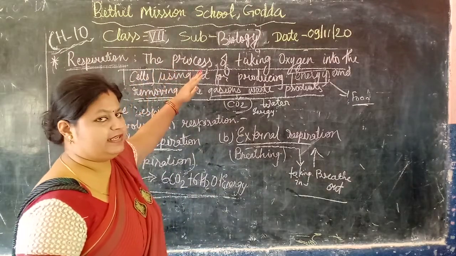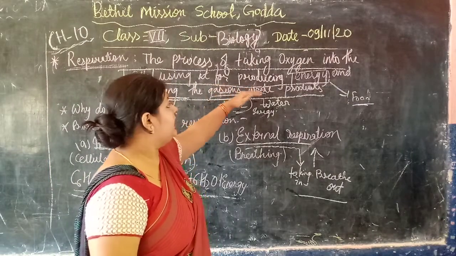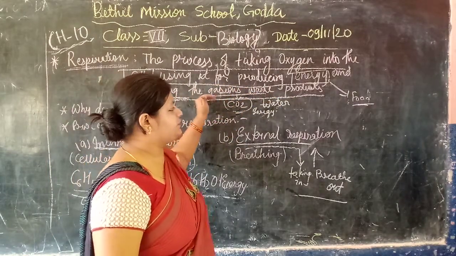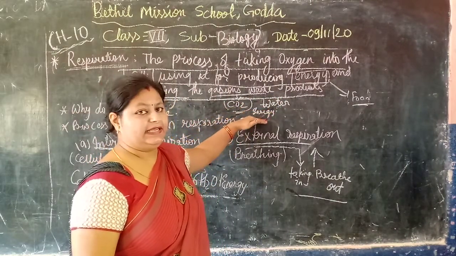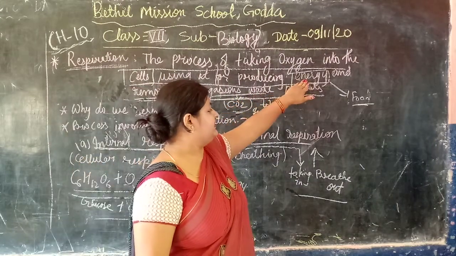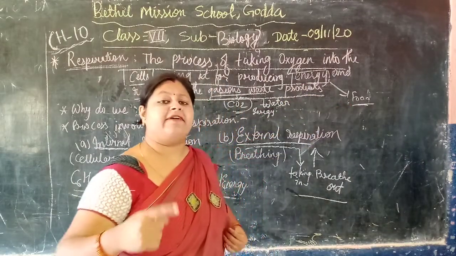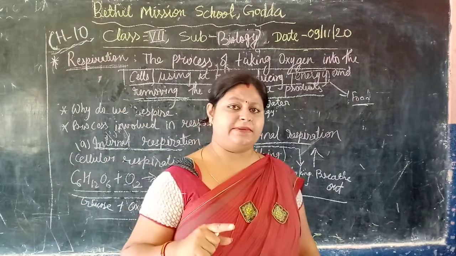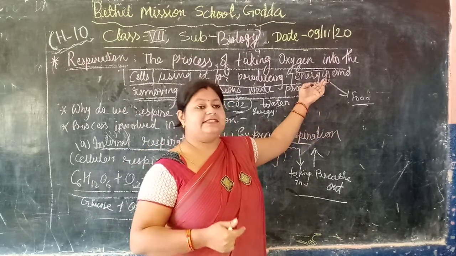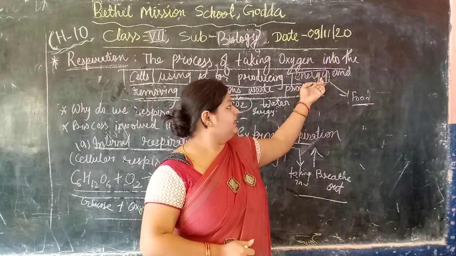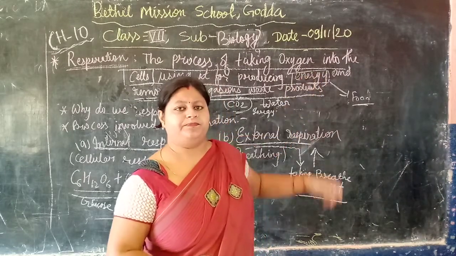The process of taking in oxygen into the cell, using it for producing energy and removing the waste products. What are the waste products? Carbon dioxide, water and energy. And what does this energy refer to? It is the energy from the food, which we get after digestion. Digestion, assimilation and absorption you have studied in the previous chapter. This energy is provided by assimilation.